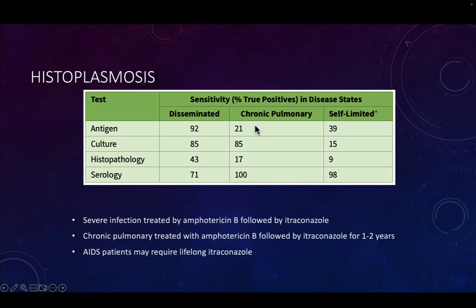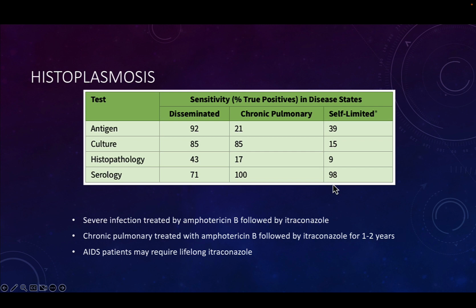What we tend to see is that it can be tricky to diagnose histoplasmosis, especially through all of the types of techniques, basically. It depends on the disease manifestation which type of test is going to be the best. So for disseminated disease, an antigen test is best. For a self-limited infection, culture is not very good at all. Histopathology isn't great at all for diagnosing histoplasmosis. And serology isn't great for disseminated disease, but works pretty well for chronic pulmonary or self-limited infections.